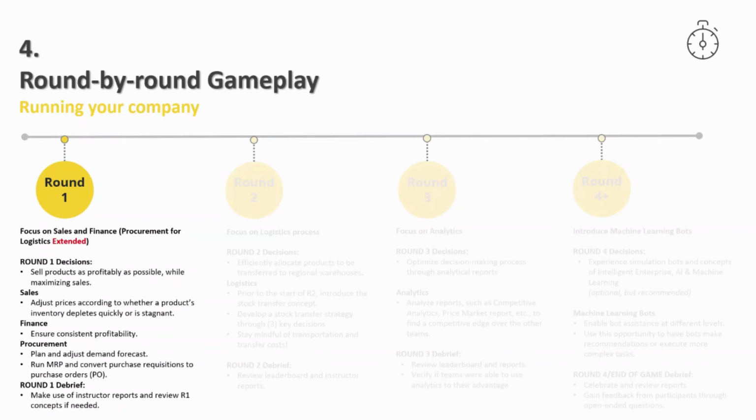Round 1 gameplay: Sales, Procurement, and Finance. We are now going to explain in detail what happens in Round 1 and what participants will be doing. Round 1 Decisions. Round 1 of the logistics game focuses on the sales, procurement, and finance processes. The objective of Round 1 is for teams to learn the ropes of the scenario and to sell all of their products as profitably as possible while maximizing sales. They will need to fight for market shares in Round 1.